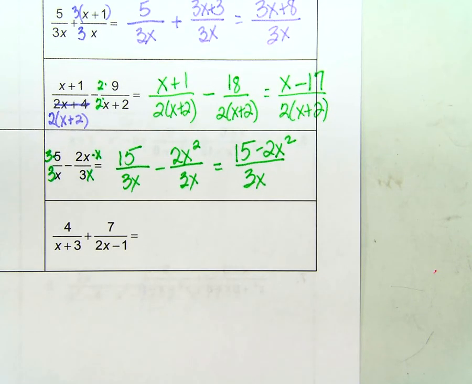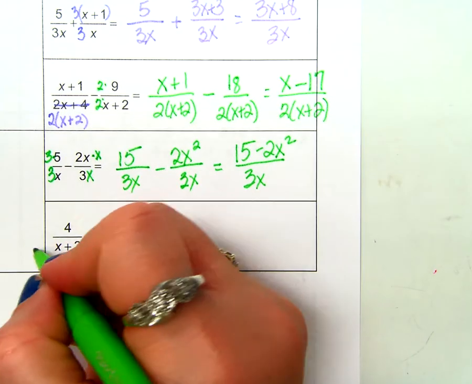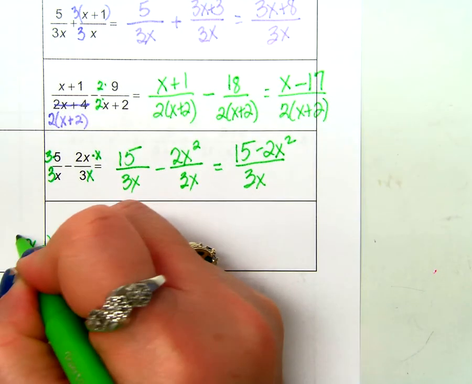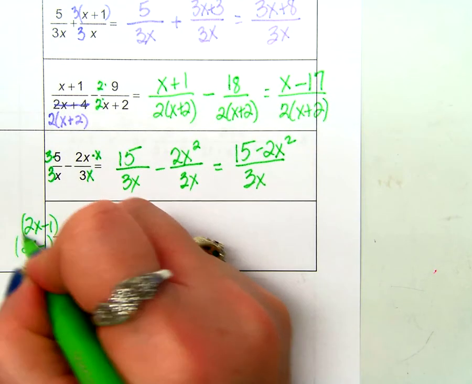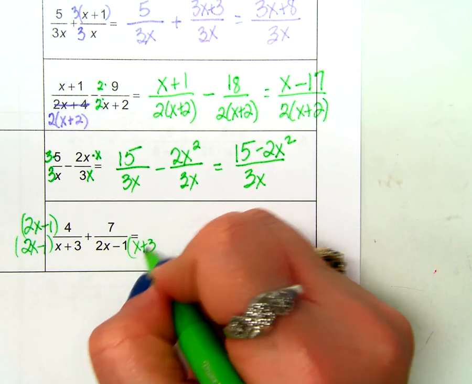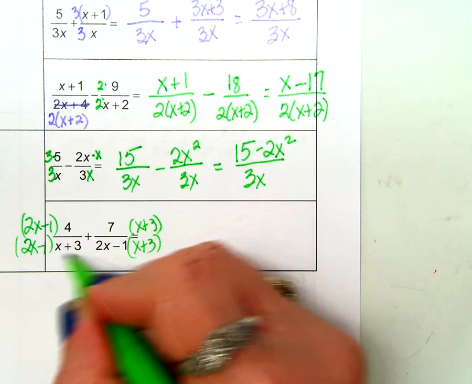What do you think we ought to do on the last one? Well, we need to add, not add. What you got? I think we should multiply them each by each other. That's a very good idea. If this is 2x minus 1, and this is x plus 3, aren't they the same denominators now?